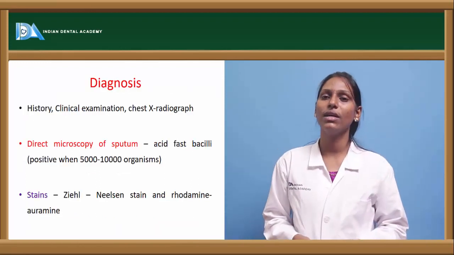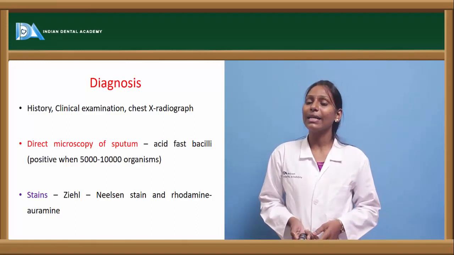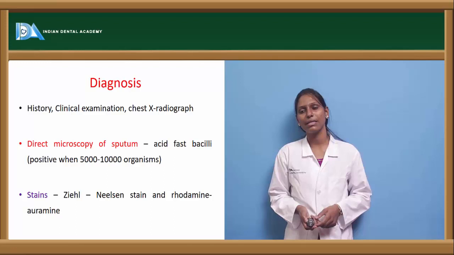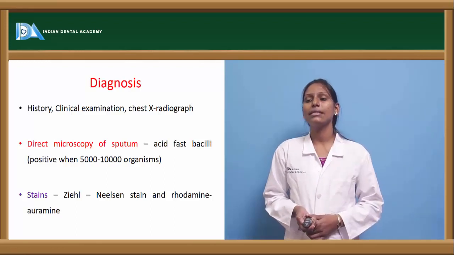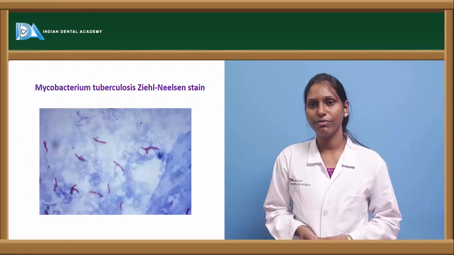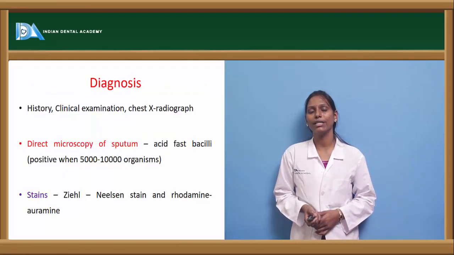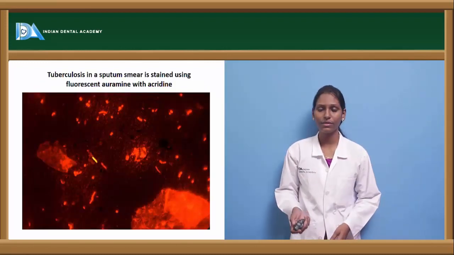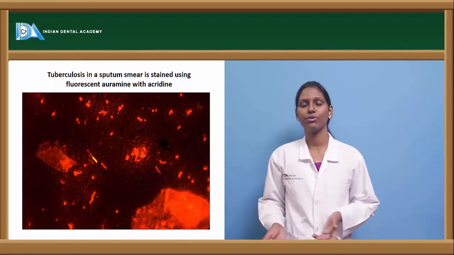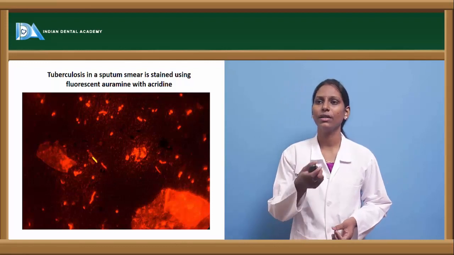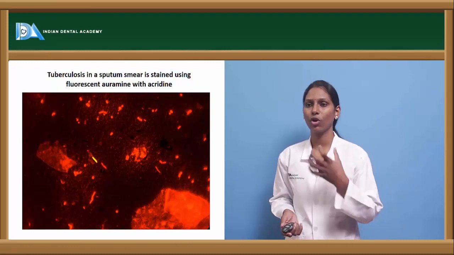Now coming to the diagnosis, usually history and clinical examination with the chest X-ray will be helpful in diagnosis. Direct microscopy of sputum for acid-fast bacilli can be seen, especially positive with 5,000 to 10,000 bacilli per milliliter. Ziehl-Neelsen stain and rhodamine auramine can also be useful in diagnosis. This is a picture showing Ziehl-Neelsen stain showing Mycobacterium tuberculosis. Auramine is a special stain which can be used for detecting Mycobacterium tuberculosis within the sputum. Here we can see the stained smear, which shows Mycobacterium tuberculosis with a fluorescent color, fluorescent auramine.